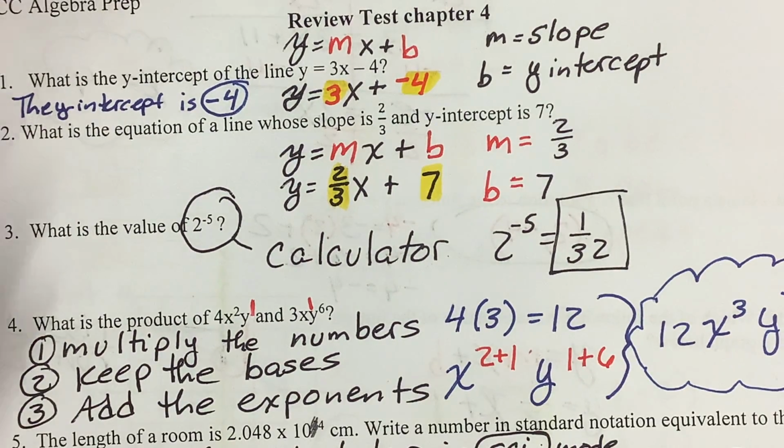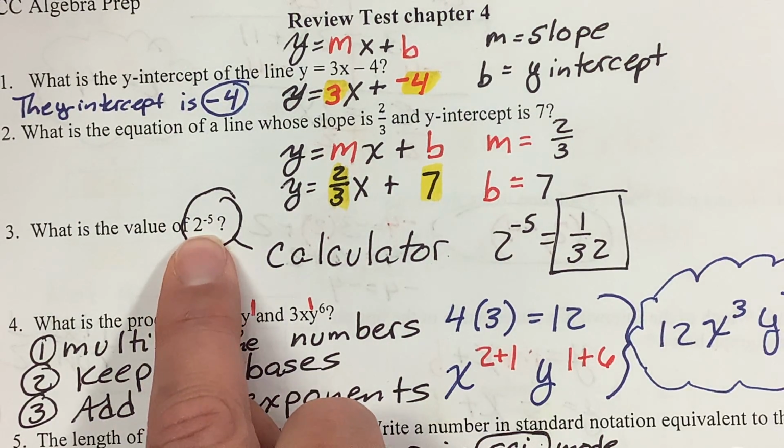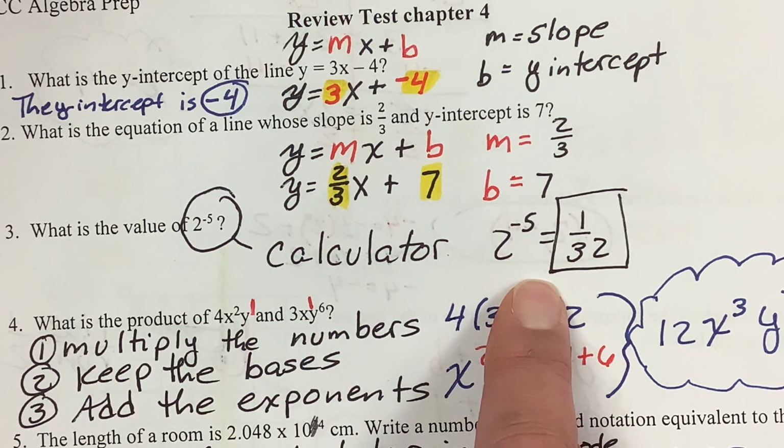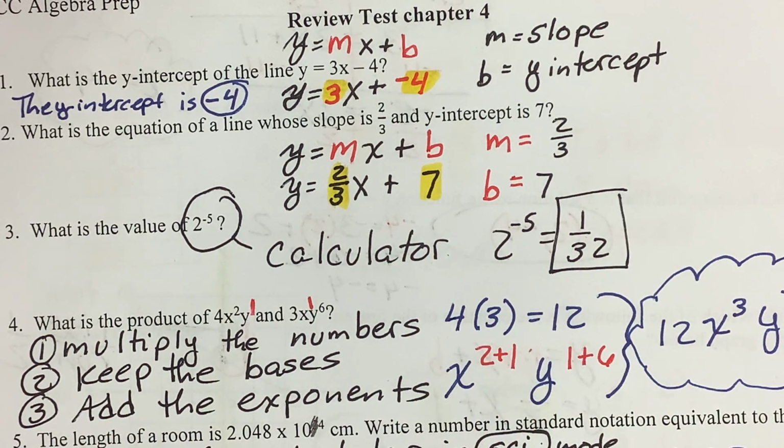The next problem, you're just going to put 2 to the negative 5 in your calculator, and you'll get a fraction. If you get a decimal, you're going to have to hit the double arrows because the answer is multiple choice and it's a fraction.